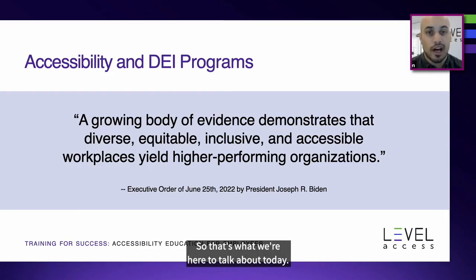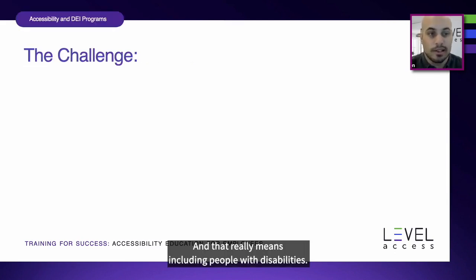So that's what we're here to talk about today, and I'll give you some notes from my experience. But generally, we cannot say that we're meeting DEI goals if we're not meeting our accessibility goals. Inclusion starts and ends with including everybody, and that really means including people with disabilities.